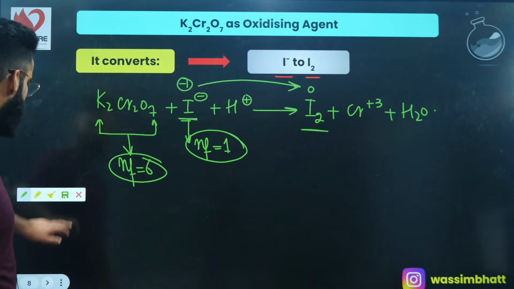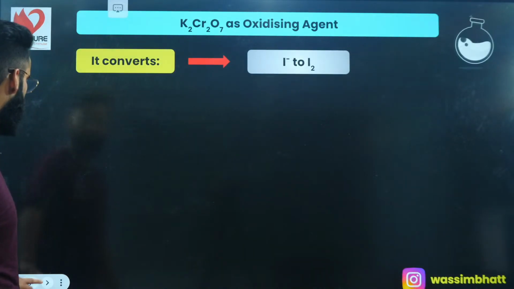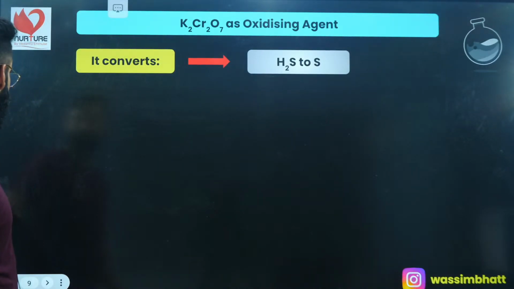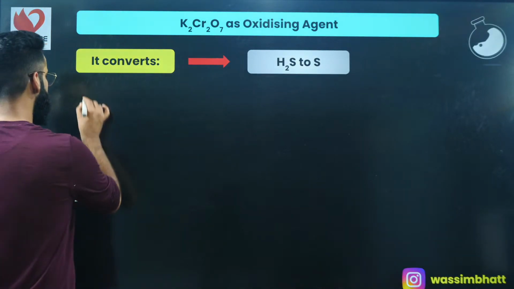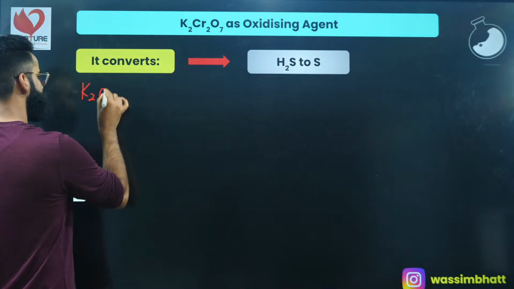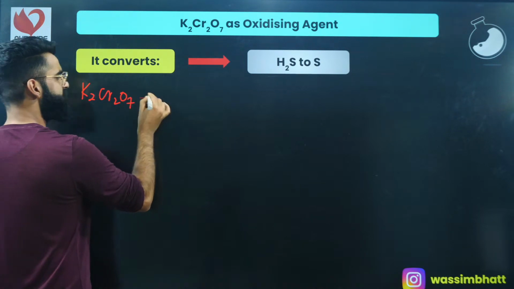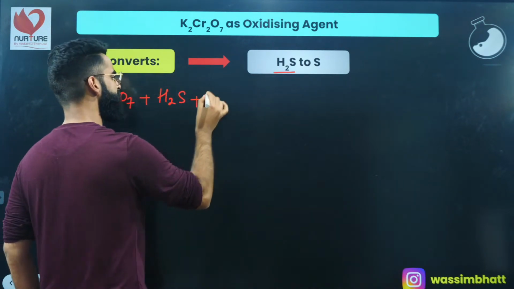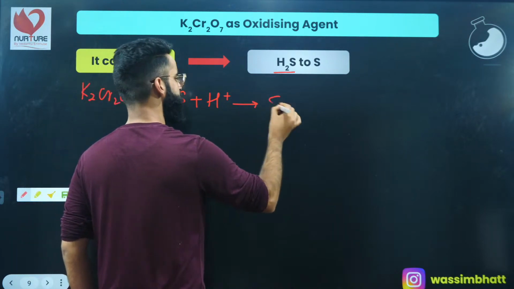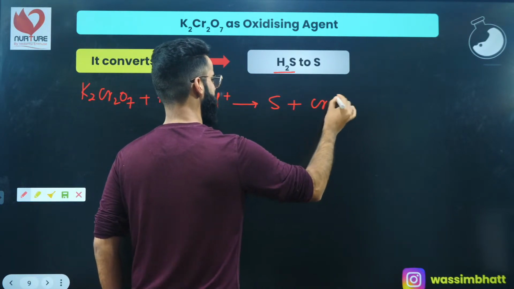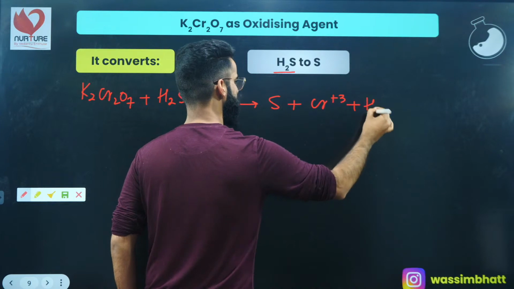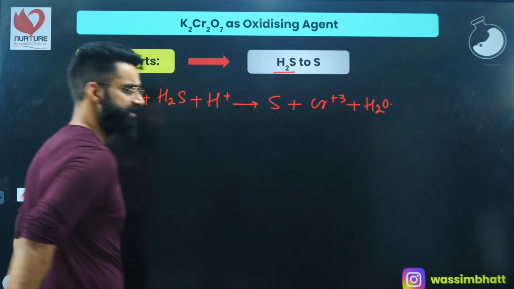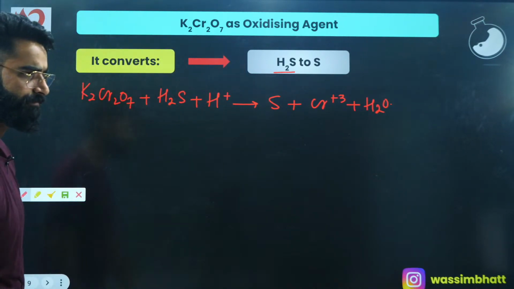Right, people? Let me move on and let's talk about a few more reactions. Remember, your K2Cr2O7 converts H2S in acidic medium into S, and itself gets converted into Cr tripositive, and with this you'll be writing H2O as well. This is the reaction that's going to happen.